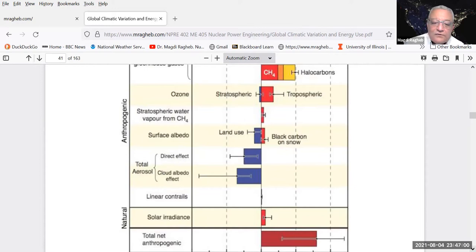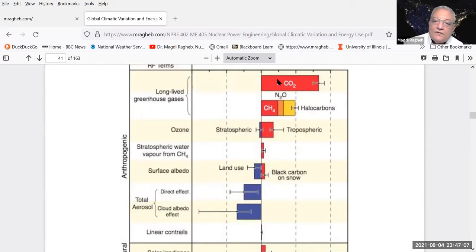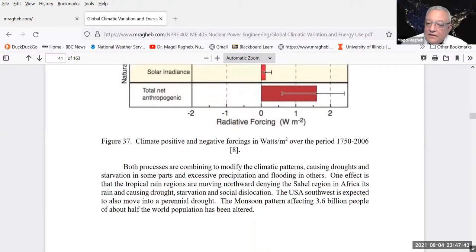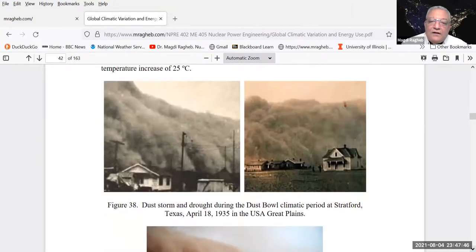The total net anthropogenic, meaning that is caused by humans, if you take the CO2 and the CH4 here and add the contributions by humans, you find that we have a net effect where definitely humans have been affecting the increase in the radiative forcing in watts per meter square. But notice in all those estimates how large the error bar is. So we know that, oh, this is the mean value, but think about a normal distribution. And when you go one standard deviation to each side, then this is the estimate over the period 1750 to 2006.